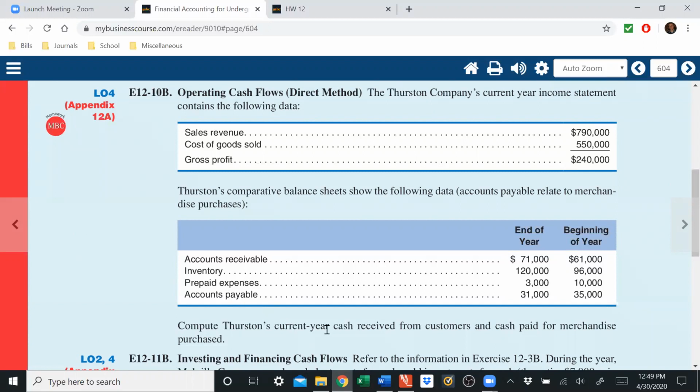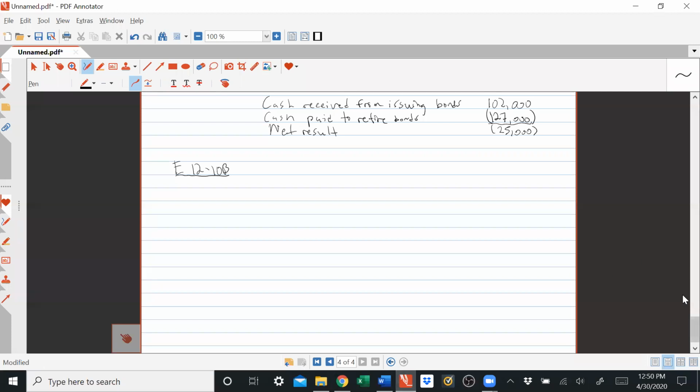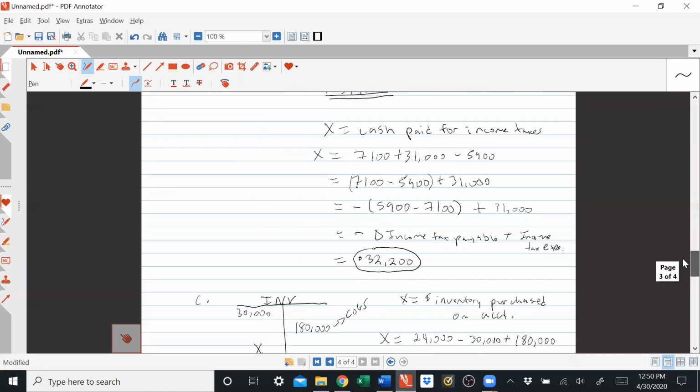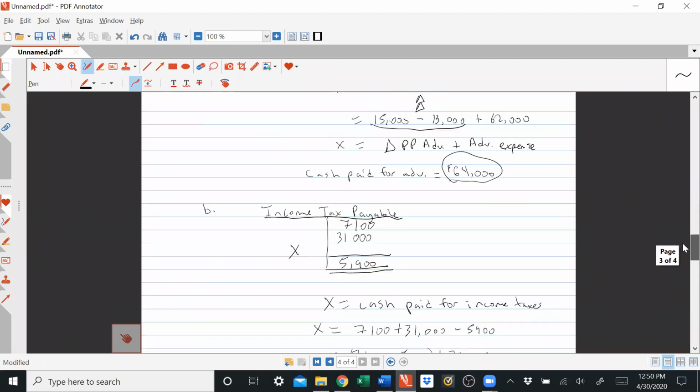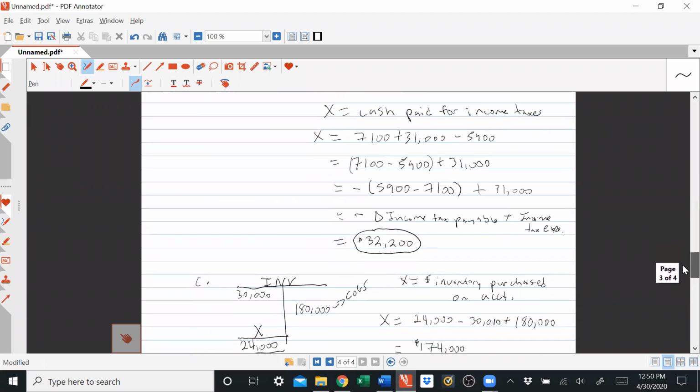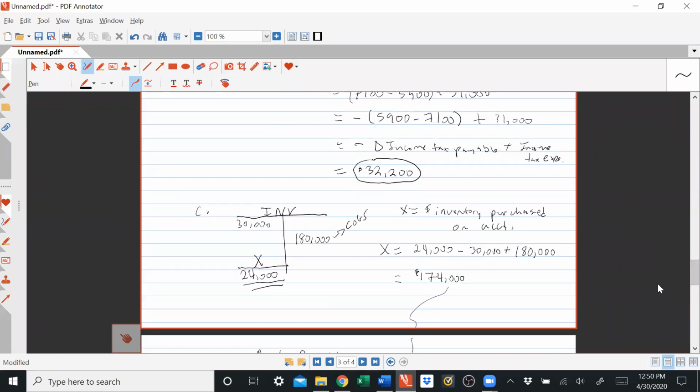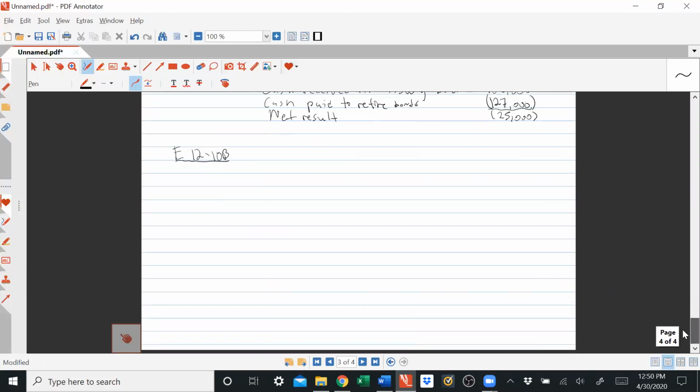Compute their current year cash received from customers and cash paid for merchandise purchased. So essentially, this is just like what we did with exercise 12-8A. Although we didn't do cash received from customers in that one. But part C was cash paid for merchandise purchases. So one of these things will be a repeat. To figure out cash received from customers, you analyze the income statement line item that you're looking at is sales revenue.